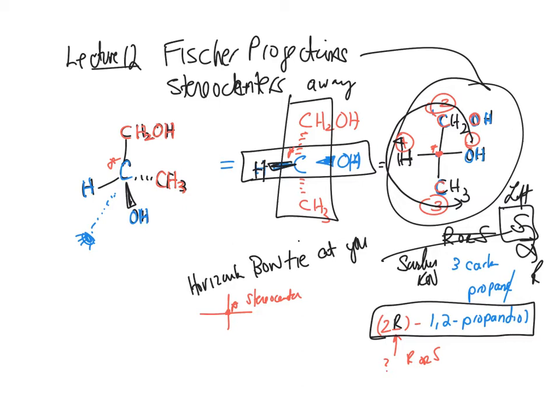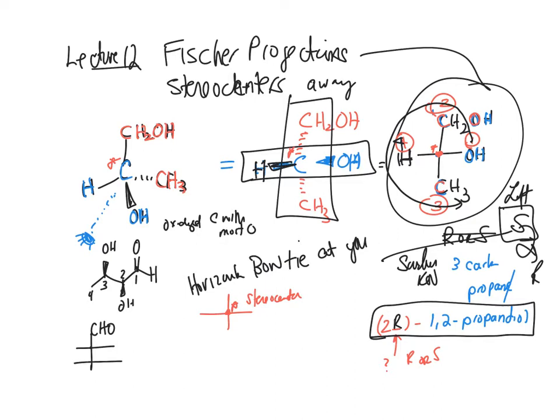Let's see. When you're dealing with Fischer rules, you always want your highest oxidized carbon to be at the top. A lot of these are going to be like maybe an OH here, an OH there. And these are sugars, so they typically are aldehydes. So if you were to convert this into a Fischer projection, you have 1, 2, 3, 4 carbons. Your top one is CHO, and that's the highest oxidized carbon. The oxidized carbon is the carbon with the most oxygens. So that's one, and here's two, three, and there's four. And the last one here is CH3.